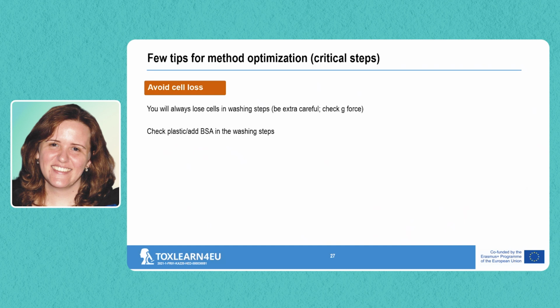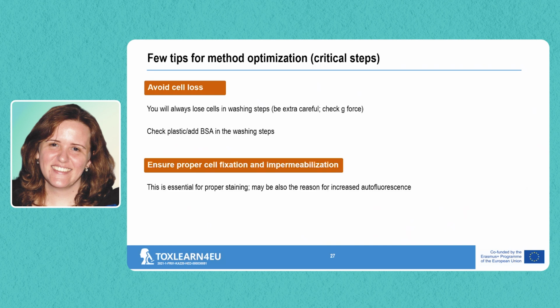This is particularly tricky after permeabilization. So after putting the cells in ethanol, you will lose a higher number of cells. Check the plastic also, because there are a number of plastics to which your cells will adhere, and then you will lose the cells. So you also need to watch the plastic, or add BSA in the washing steps. This will prevent cells from sticking to the plastic and will avoid cell loss.